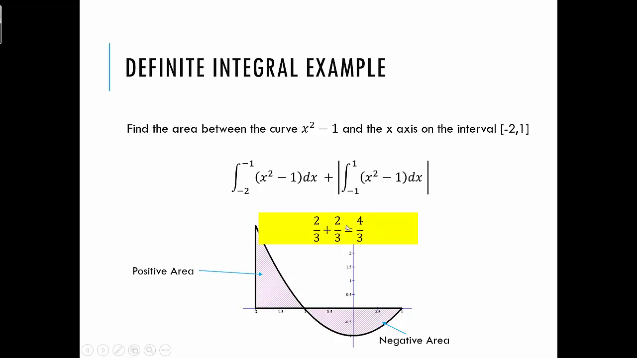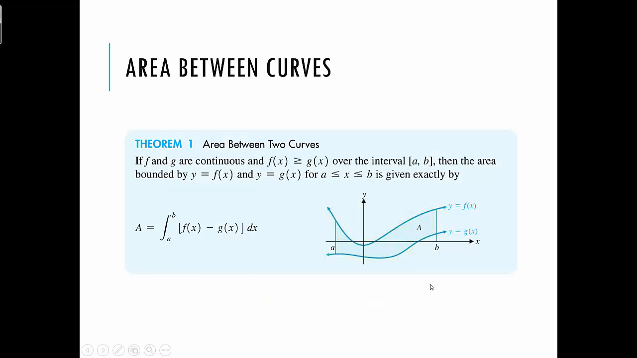So what I have to do is I have to take the negative area and absolute value it. So notice what I did. Instead of going from -2 all the way to 1, I just went from -2 to -1 and found this area. Then I went from -1 to 1, and this area I did the absolute value, so I got positive area. So you have to be careful if you're doing something like this where your function is looking at the x-axis.